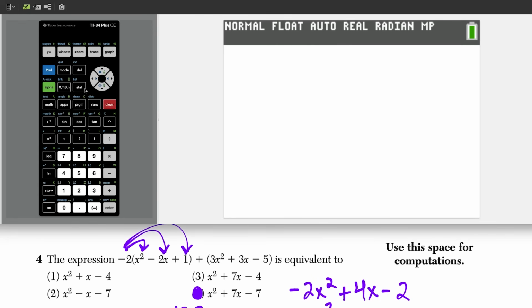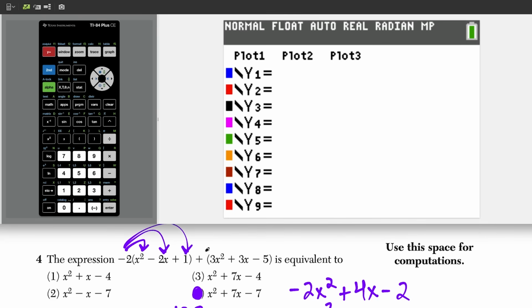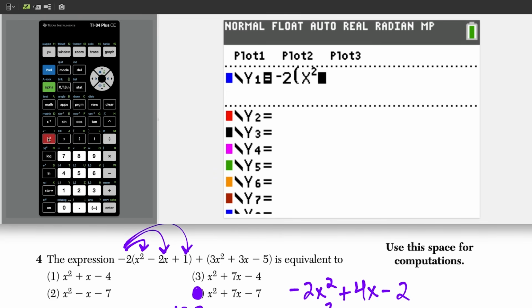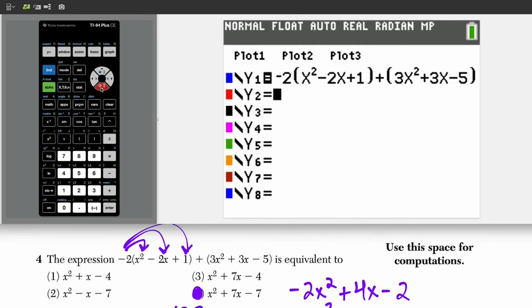What you could also do is type in the original expression here. So I have negative 2, and then in parentheses, I have x squared minus 2x, and then plus 1, and then I close the parentheses. I have plus 3x squared plus 3x and then minus 5. So I could type in the original expression, and then I could type in the answers one by one.